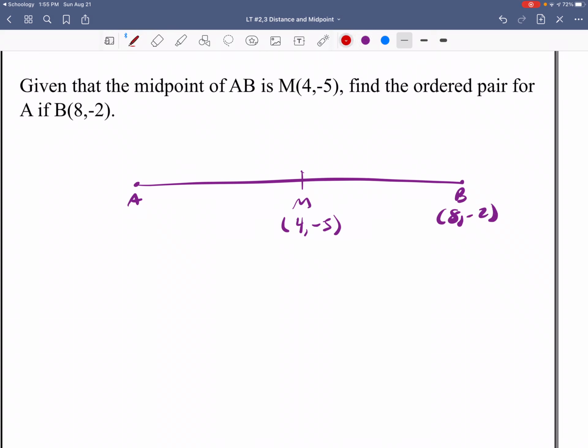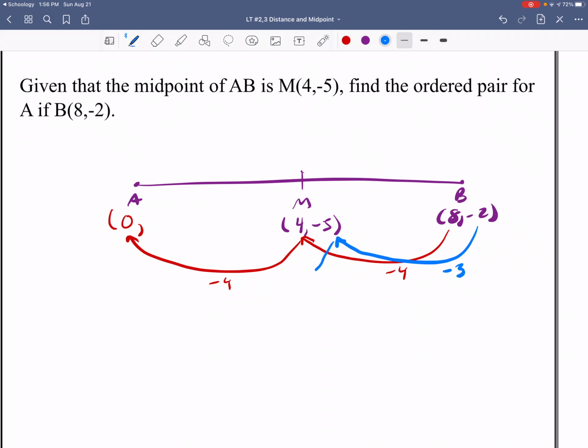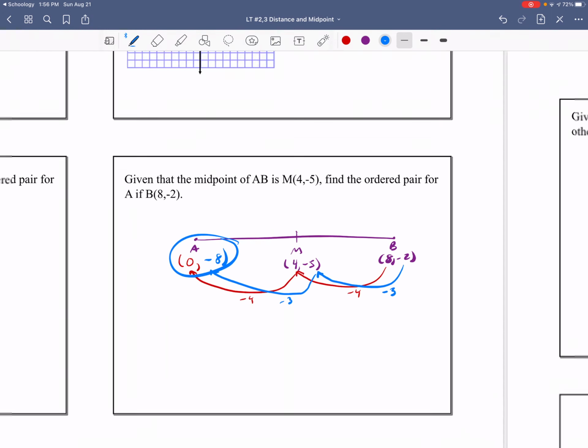Because it's a midpoint, I look at this direction. How far did I go? 8 to get to 4. I subtracted 4, so I have to subtract 4 here, and that gives me 0. And then what am I doing to negative 2 to get to negative 5? I'm subtracting 3, so I have to subtract 3 again, and I get negative 8. So that is my other endpoint: 0, negative 8.